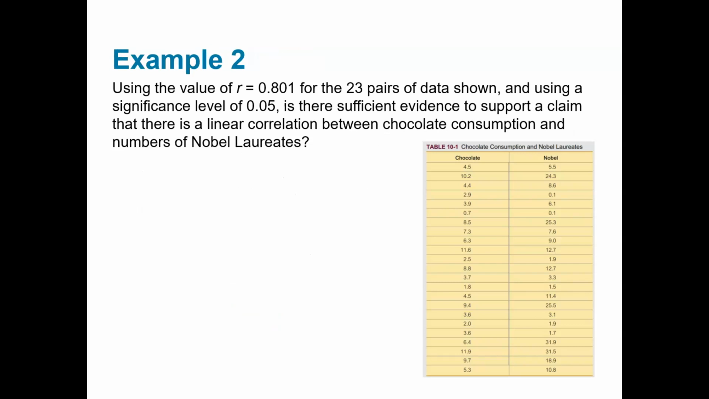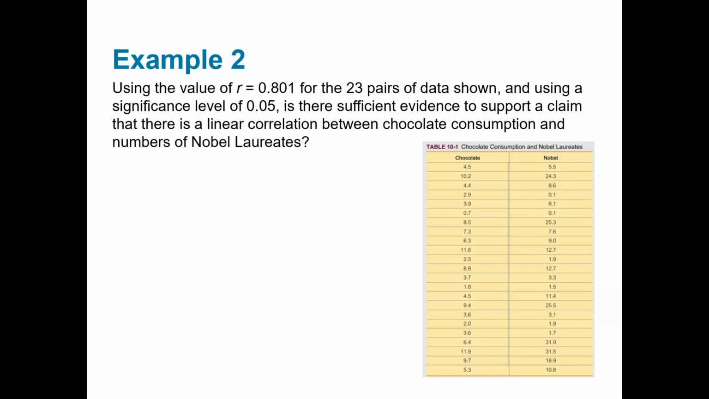So using the value of r equal to 0.801, and we can figure that out in a moment, for the 23 pairs of data shown, use a significance level of 0.05 to determine, is there sufficient evidence to support a claim that there is a linear correlation between chocolate consumption and the number of Nobel laureates?